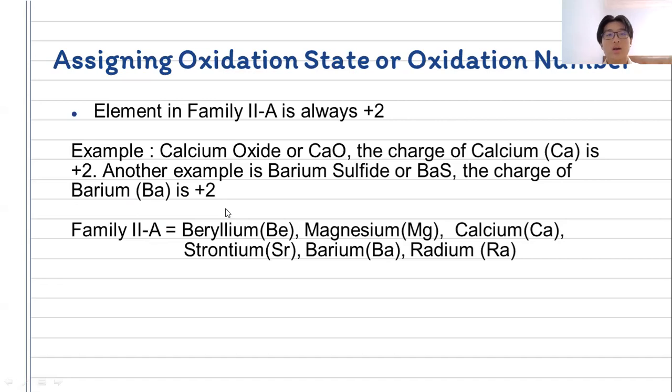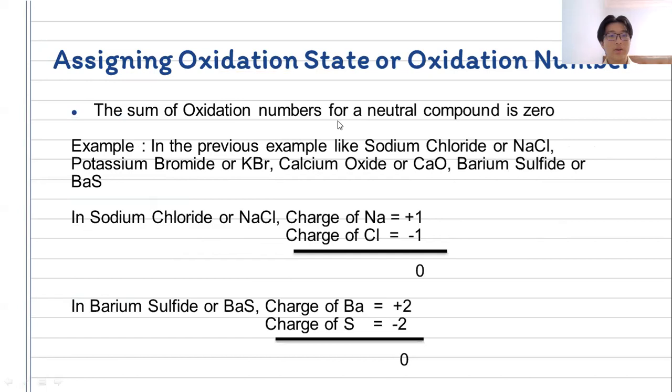Now, there are also other elements in family 2A, for example, beryllium, magnesium, calcium, strontium, barium, and radium. So all of these elements have a net charge of +2, right? Now, is there something that you're noticing? All of the neutral compounds that I have mentioned earlier, for example sodium chloride, potassium bromide, calcium oxide, and barium sulfide, have an oxidation number sum of 0 because they are neutral compounds, and this is the fourth rule.